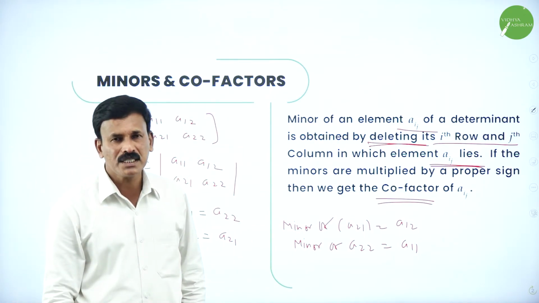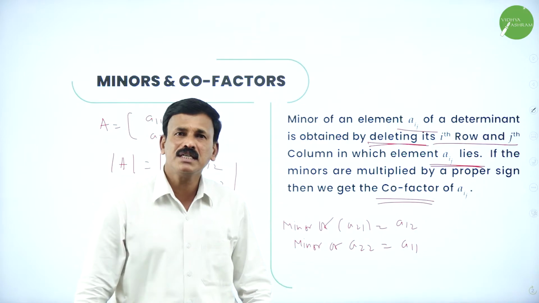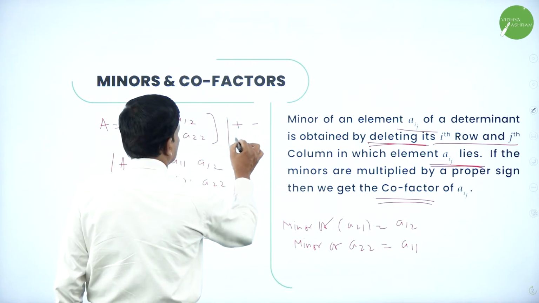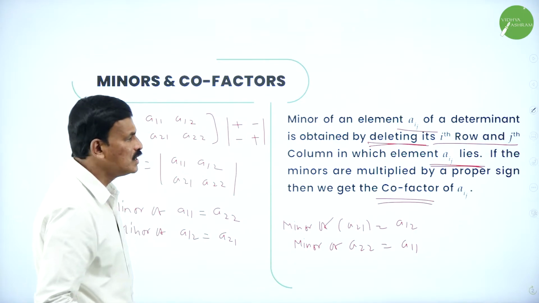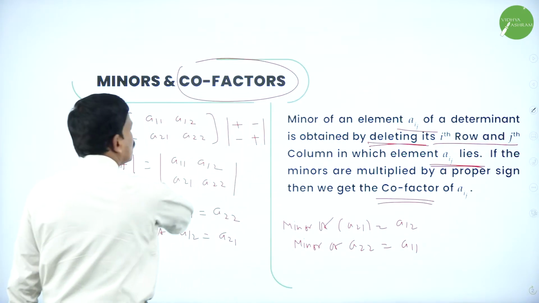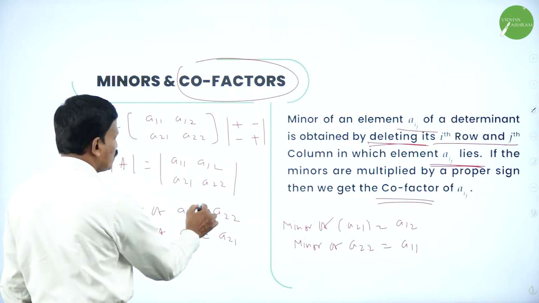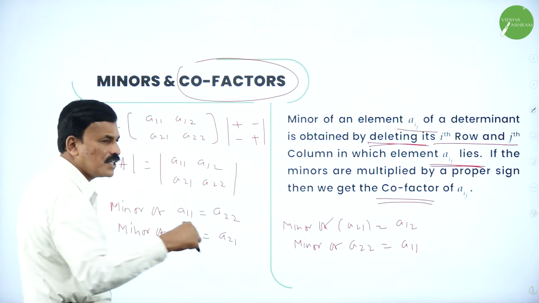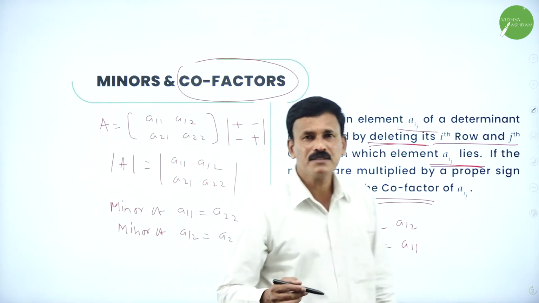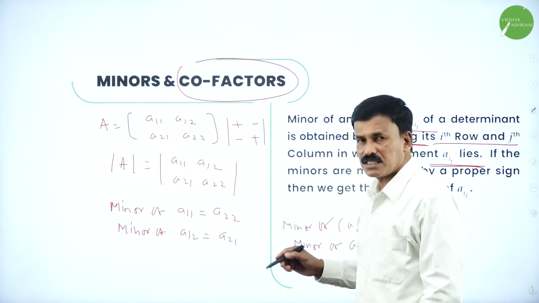So, these are called the minors. Now, if these minors are multiplied by a proper sign, the signs here are very, very important: plus, minus, minus, plus, positive, negative, negative, positive. If these elements are multiplied by a proper sign, then you are going to get the cofactors, the cofactor of that particular element. So, if I multiply this with plus, minus, minus and plus, this becomes the cofactor of all the elements. And the matrix you are going to obtain is called the cofactor matrix. That is regarding cofactor.